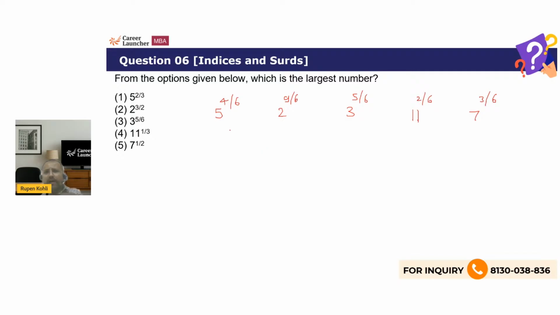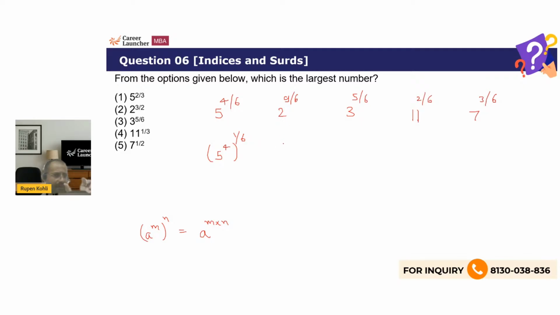So power 1 by 6 is common to all, right? Therefore, this basically becomes 5 raised to power 4 whole power 1 by 6, isn't it? I'm making use of the rule a power m whole power n: power of power, powers get multiplied. So a power m whole power n is the same as a power m into n. So 5 power 4 by 6 is as good as 5 power 4 whole power 1 by 6. Therefore, all of the numbers are now like something power 1 by 6.